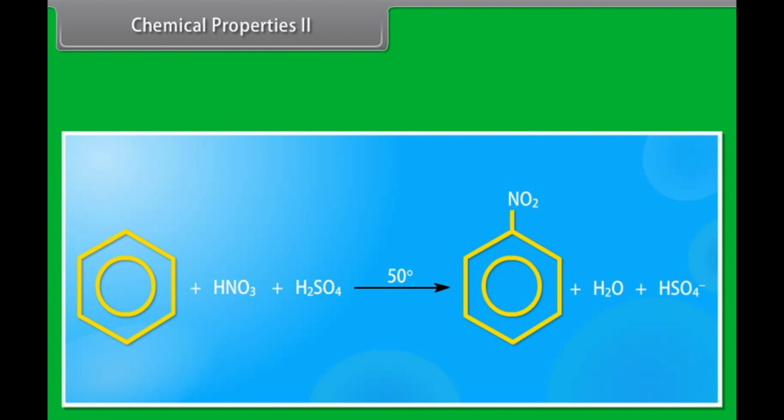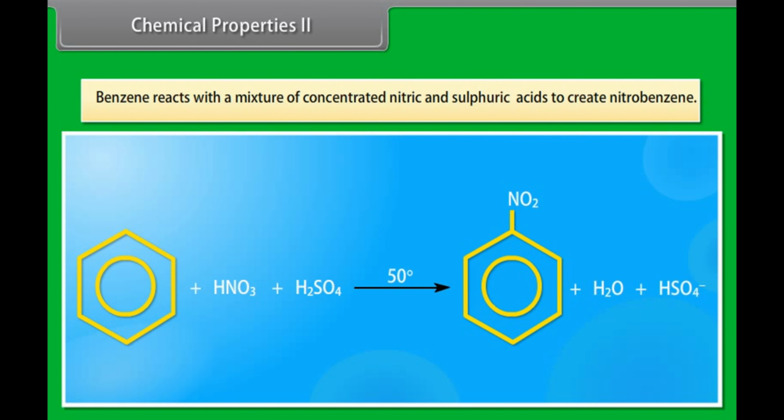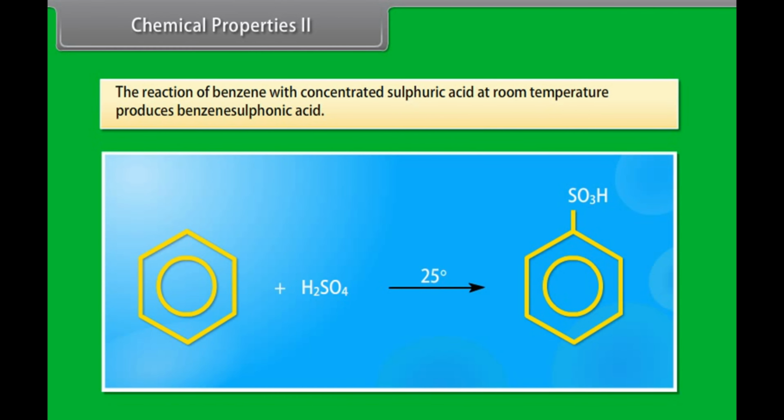Chemical properties 2. In another example of an electrophilic aromatic substitution reaction, benzene reacts with a mixture of concentrated nitric and sulfuric acids to create nitrobenzene. The reaction of benzene with concentrated sulfuric acid at room temperature produces benzene sulfonic acid. When benzene is treated with an alkyl halide in the presence of anhydrous aluminium chloride, alkyl benzene is formed. This reaction is known as Friedel-Crafts alkylation reaction.